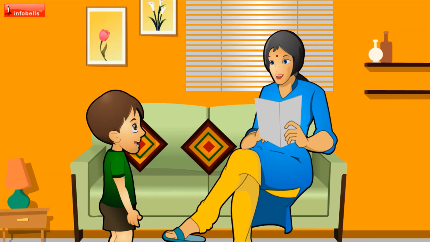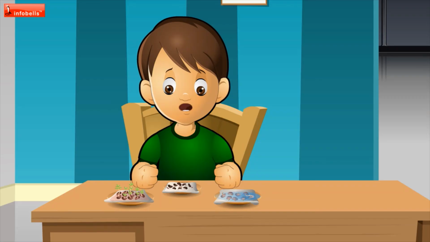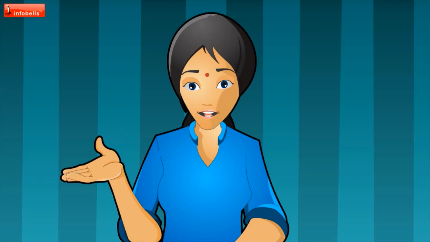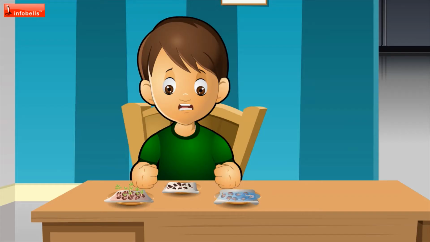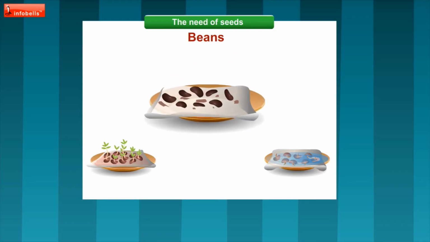Mom, can we see what happened to those seeds? Sure, look at them. Mom, look here. Only the seeds in the first saucer have grown completely. Yes, that's correct. But why? The beans in the third saucer dried without water.